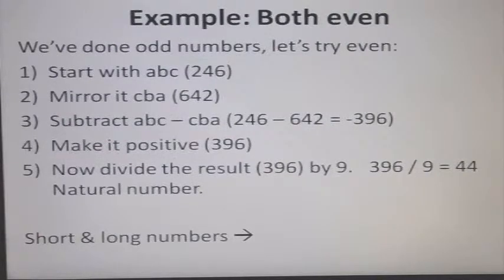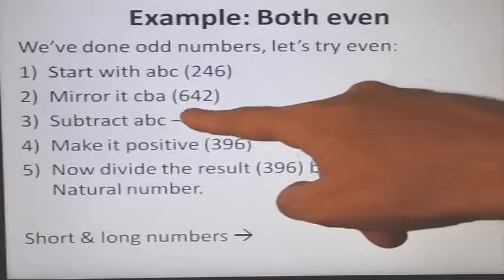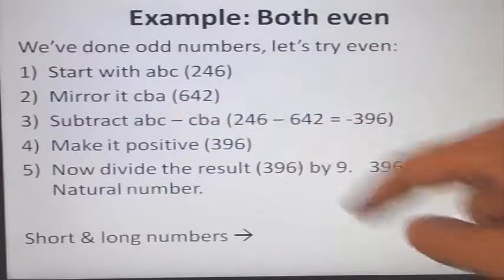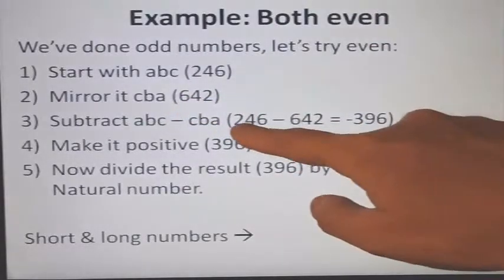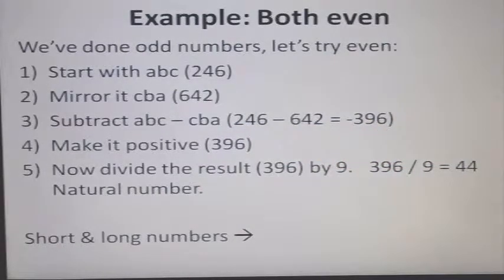How about if everything's even? So we'll take an even number all the way across, 246, take the reverse, the mirror image of it, 642. Do the subtraction, 246 minus 642 is minus 396. Okay, get rid of the minus sign. Divide by 9 and we get 44. Again, we get a natural number.